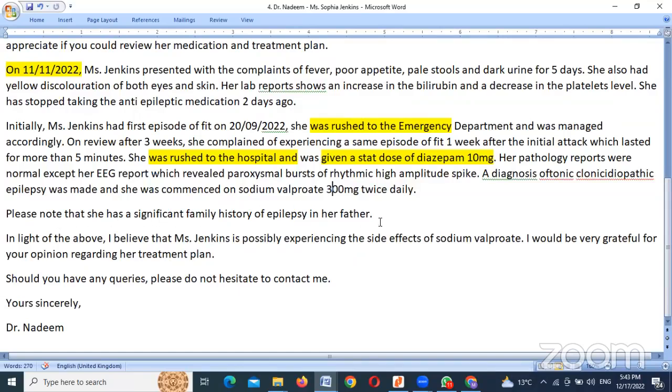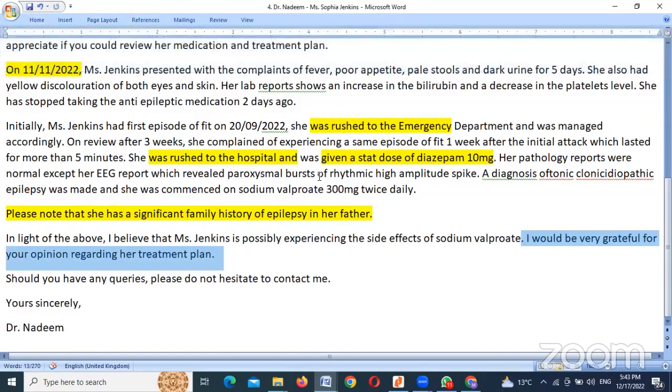A significant family history of epilepsy in her father. This is not needed here. The case is already diagnosed. I believe Mr. Khan is possibly experiencing side effects of paracetamol. I would be grateful for your opinion regarding the treatment. Just, if you could review her medication.